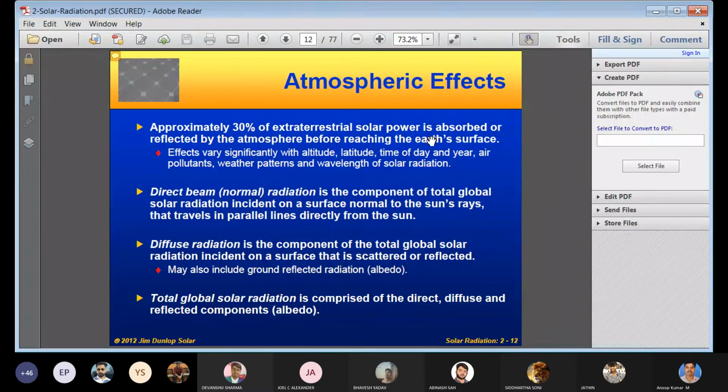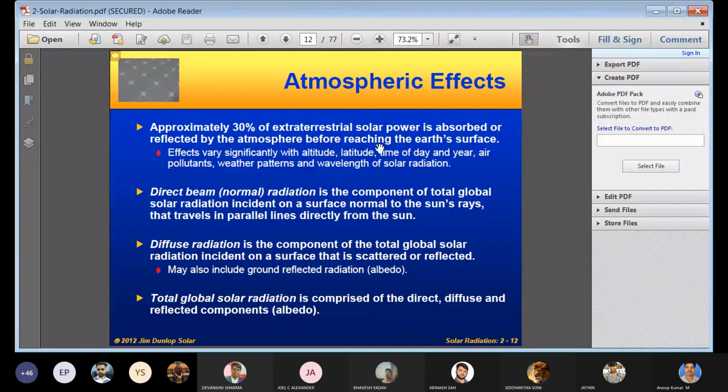So out of 1366, 30% is absorbed, which means almost 1000. That means 956 is almost 1000. On the Earth's surface we can expect 1000 watt per meter square. Practically it will not be there; we can expect 750, 800 like that. So maximum 1000 we can expect because the atmospheric effect is there.